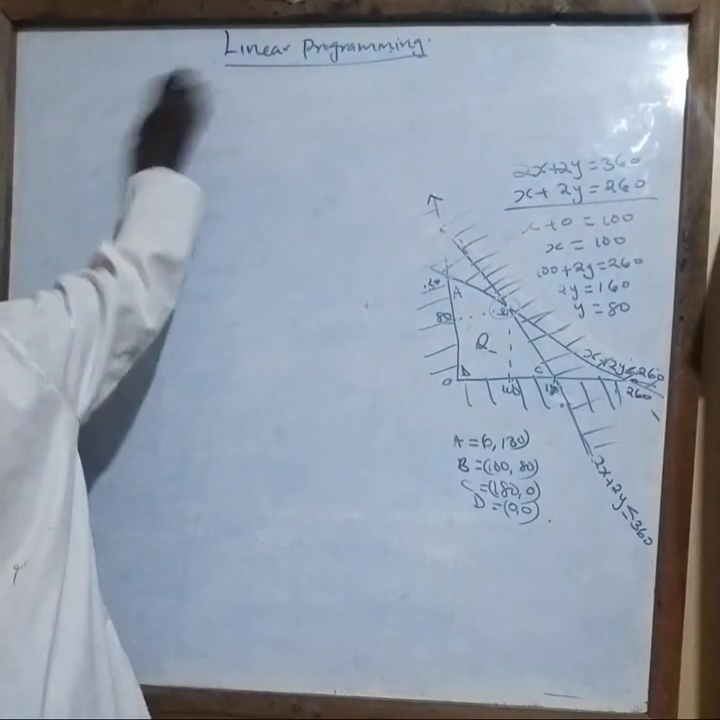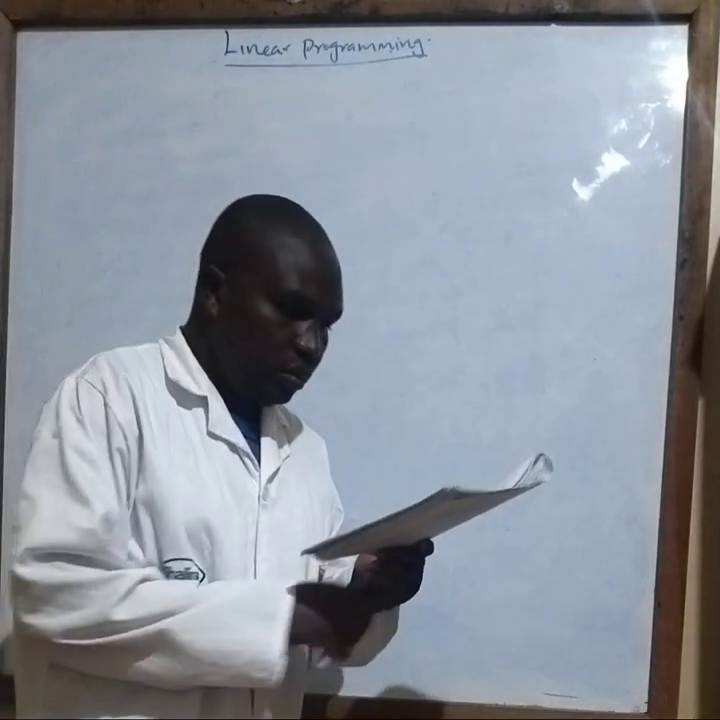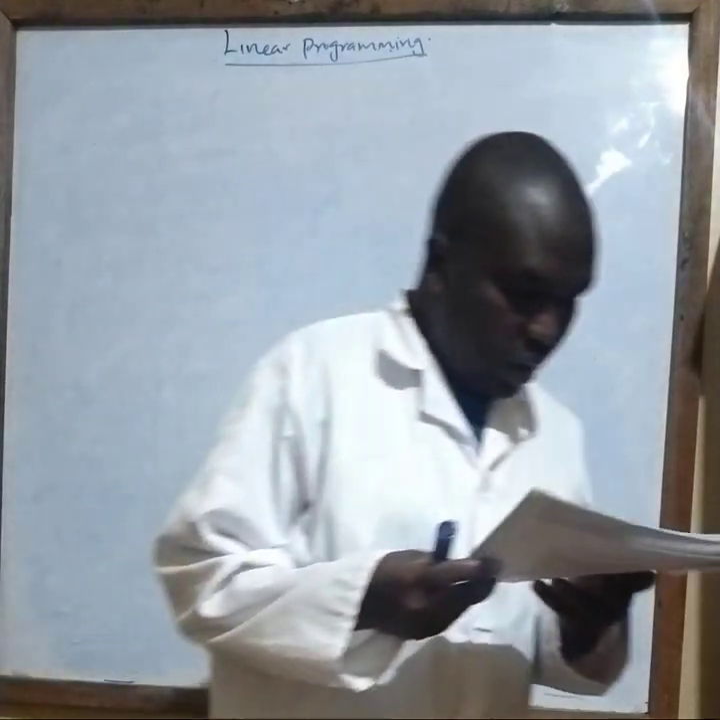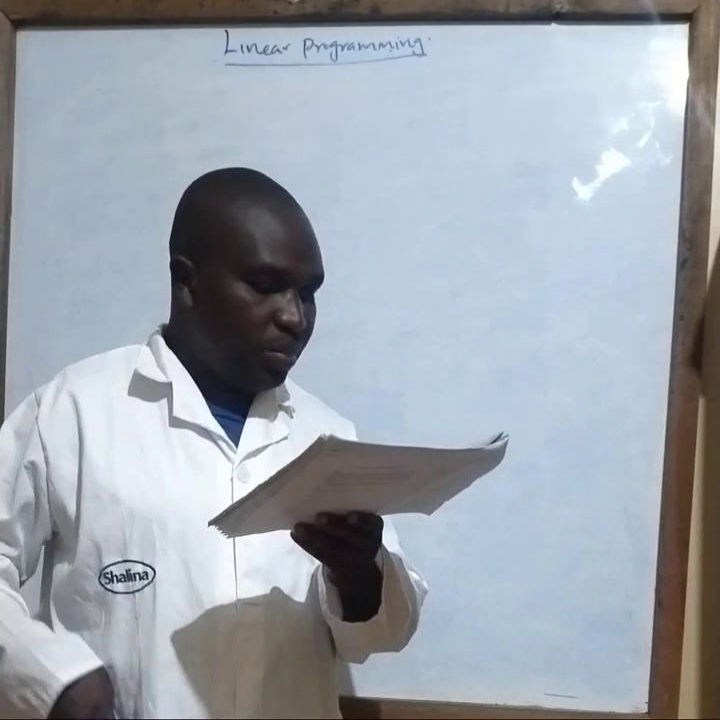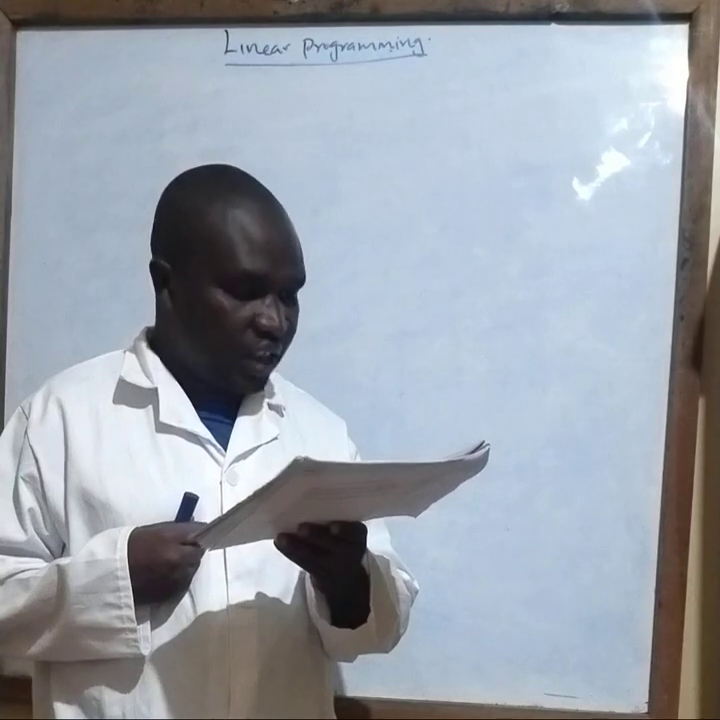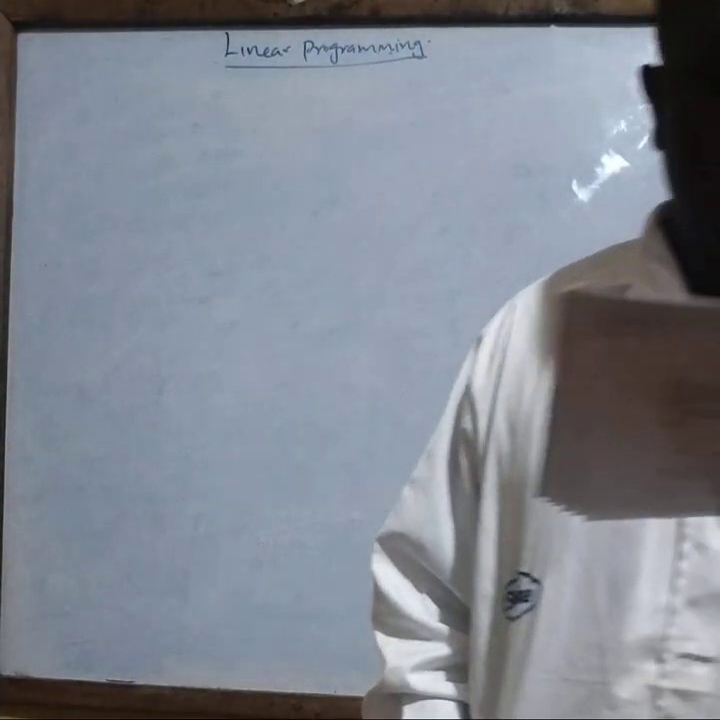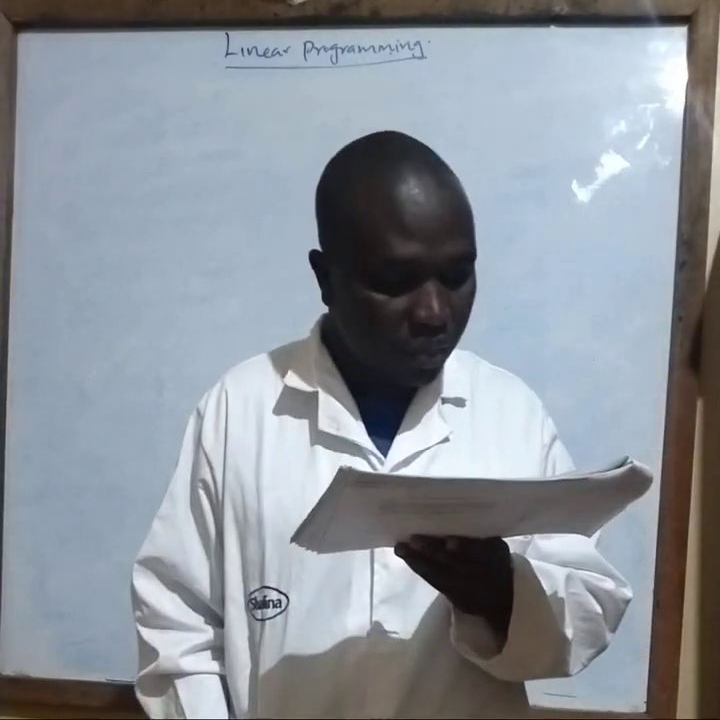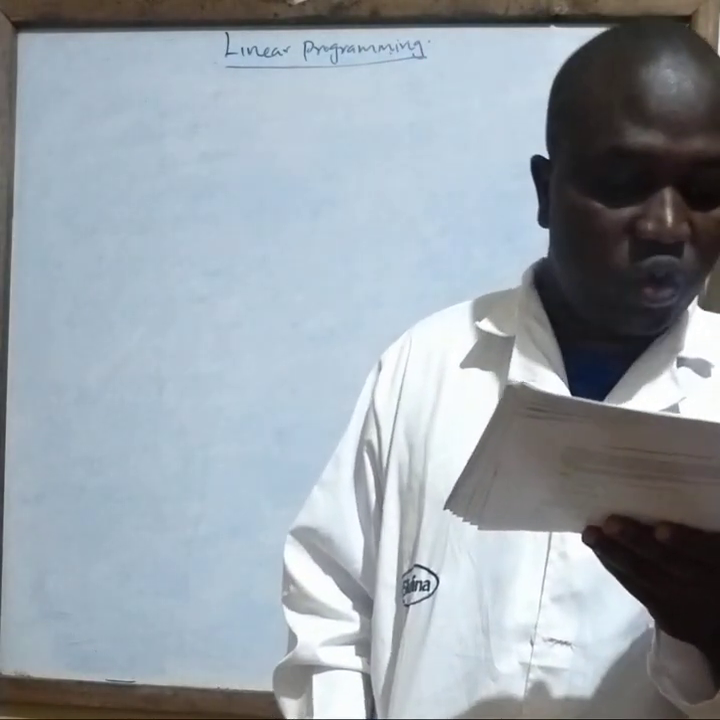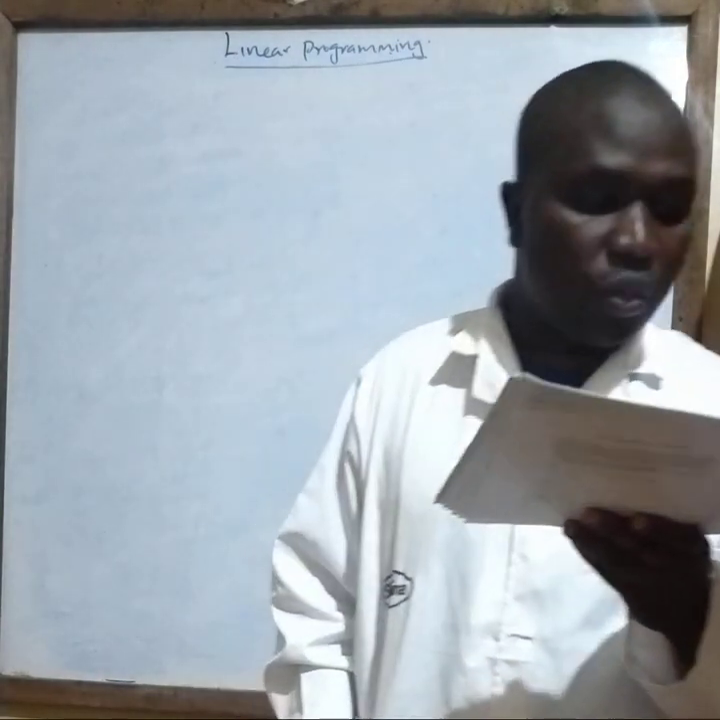Example 2. Now, example 2 says, ABC Company produces 2 products. Unit profit for product A is 60 shillings and for product B is 50. Each product must pass through 2 machines, P and Q. Product A requires 10 minutes on machine P and 8 minutes on machine Q. Product B requires 20 minutes on machine P and 5 minutes on machine Q. Machine P is available 200 minutes a day, while machine Q is available 80 minutes a day. The company must produce at least 2 units of product A and 5 units of product B each day.